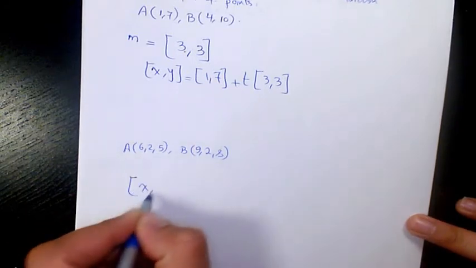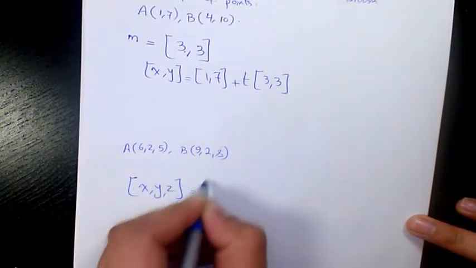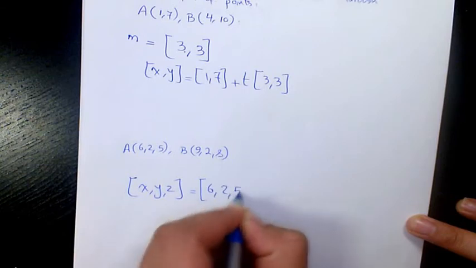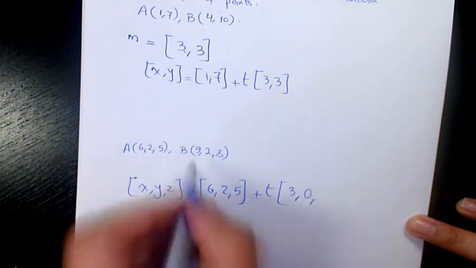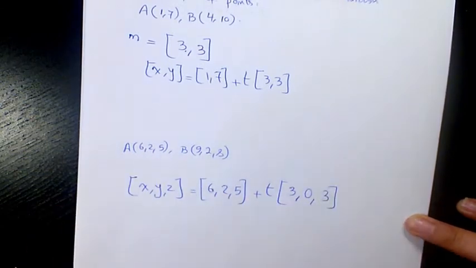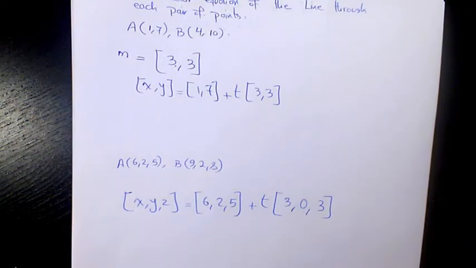Because it's 3 space, we have (x, y, z) = (6, 2, 5) + t times (9 minus 6, 3, 2 minus 2, 0, 8 minus 5, 3). That's going to be the vector.